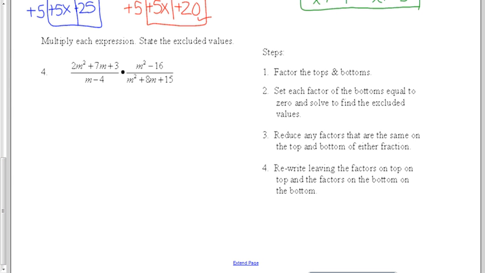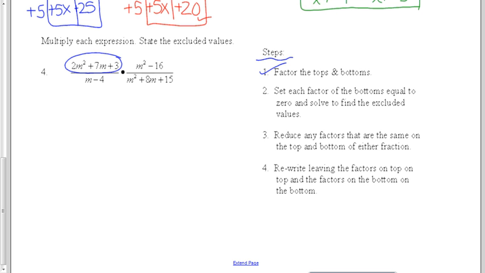Okay, so next we're going to move on to multiplying rational expressions. Remember, when we multiply two fractions, we multiply straight across the top and straight across the bottom, just like we did with plain old number fractions. We're going to start all of our problems the same, all these rationals, factor the top and the bottom. The difference is, in these problems, we might have the opportunity for more factorings.